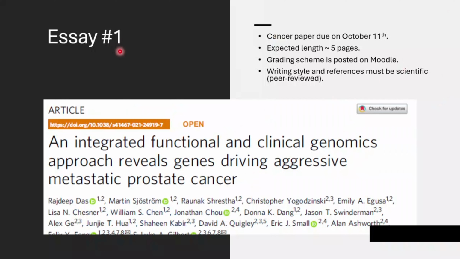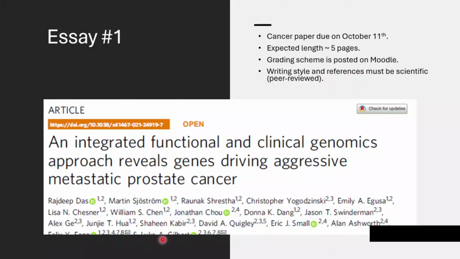So the first essay I just assigned. It's to be submitted on the 11th of October, has to be about 5 pages long, and it's on this specific article here. Makes sense? That's the lecture right before the reading break. When you come back from the reading break, I will assign you another article, and you'll do the same process. You try to write in scientific style using references that are peer-reviewed, not like the journal stuff we've been doing. Now it's a bit more serious.